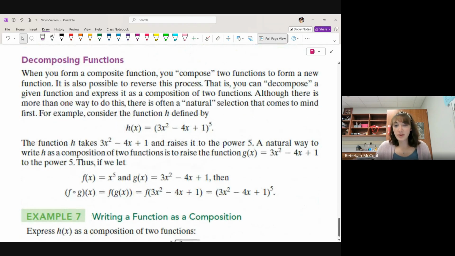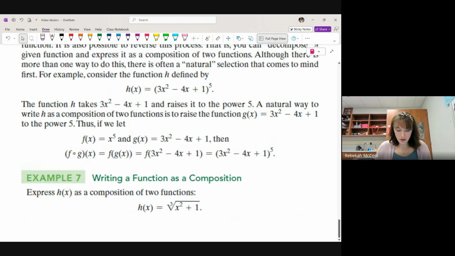So the last thing to talk about is decomposing, so basically working backwards. When you form a composite function, you compose 2 functions to form a new function. So it's also possible to reverse this process. That is, you can decompose a given function and express it as a composition. Although there is more than one way to do this, it's often more natural selection that comes to mind.